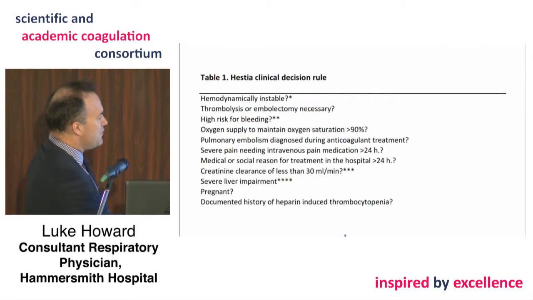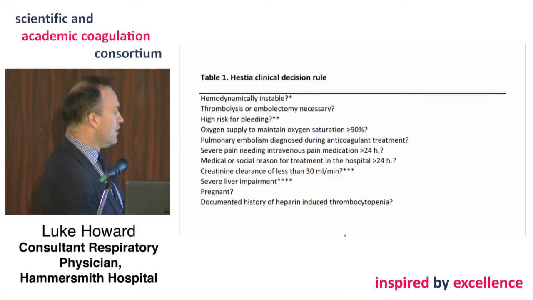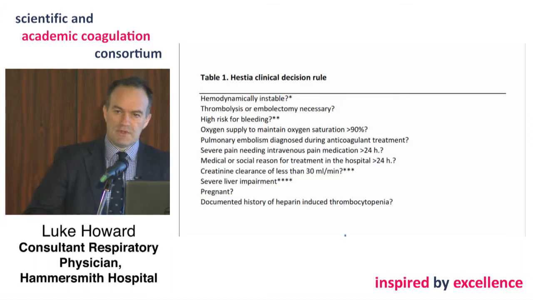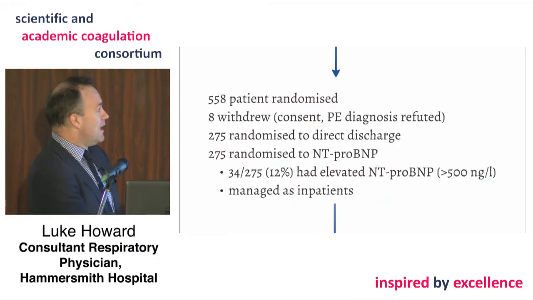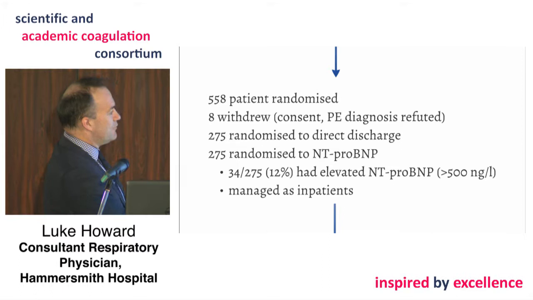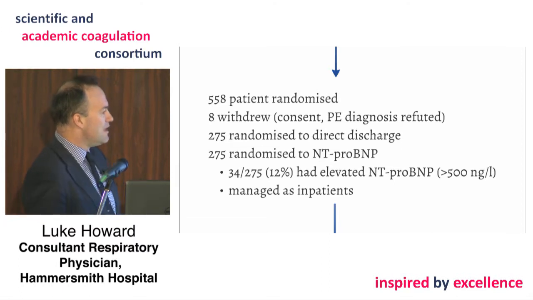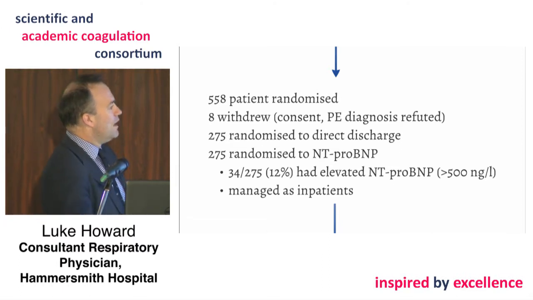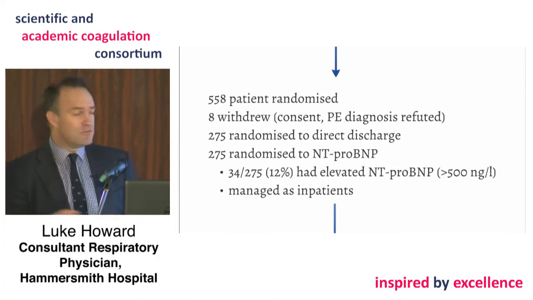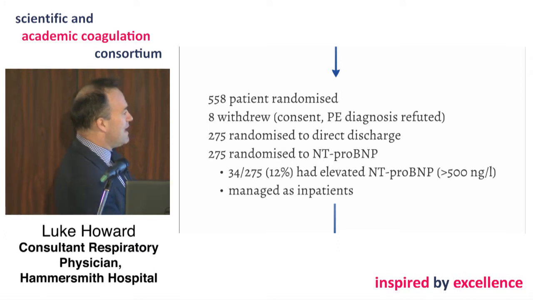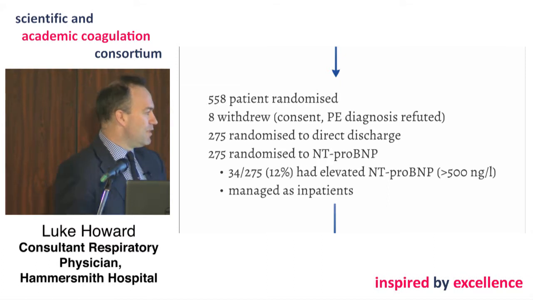So you've got your PESI risk score, and then you've got your clinical decision rule. So if you've got any of these things, it's not a great idea to send you home. So hemodynamically unstable, high risk of bleeding, needing oxygen, etc. A lot of that overlaps, and if you had any of these, your PESI score would be up anyway. But they just used this rule-out score, and if you didn't get any of those, you could then be randomized to direct discharge or having your NT-proBNP disclosed. They all had it measured, but half of them had it disclosed. And 12% had an elevated NT-proBNP, and they were managed as inpatients.